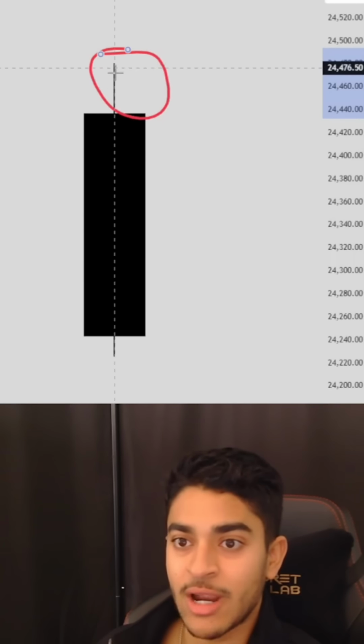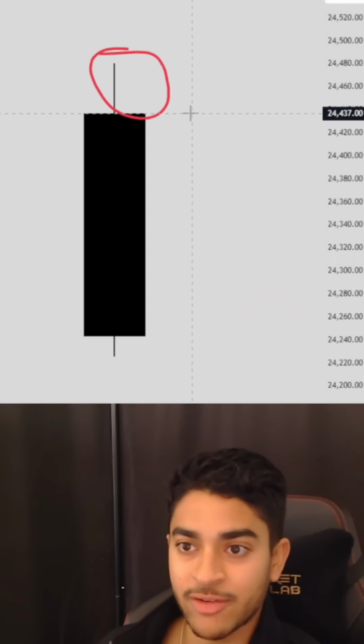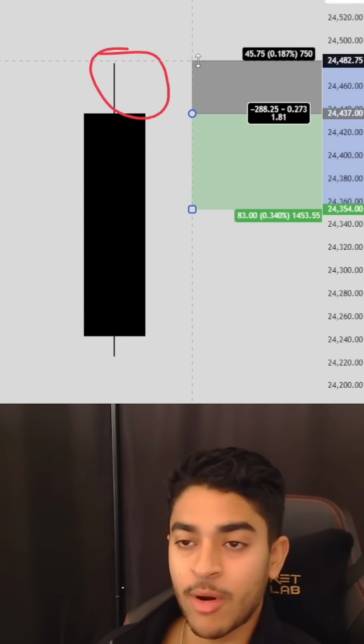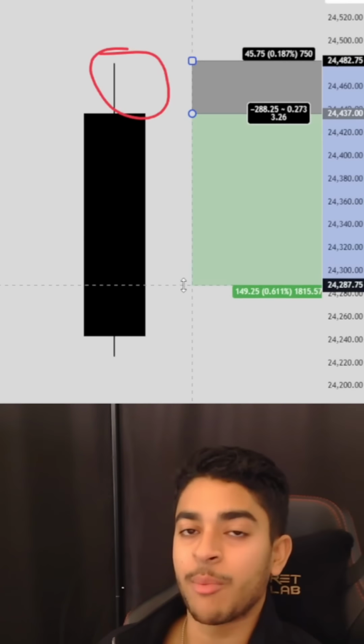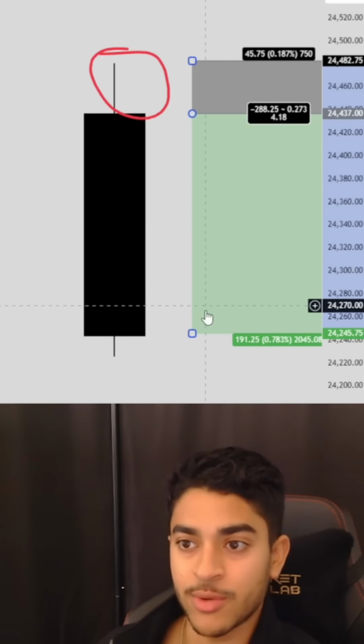The key is to enter after we've formed our wick, get in after manipulation has occurred, put our stop somewhere at that manipulation high, and then we target a previous low in the market that corresponds with our distribution cycle.